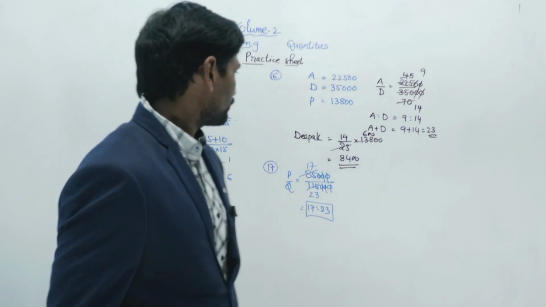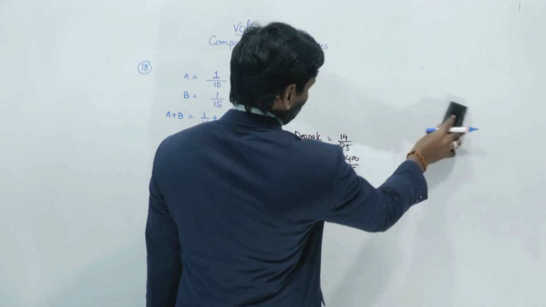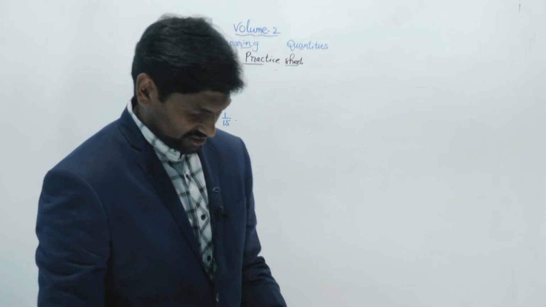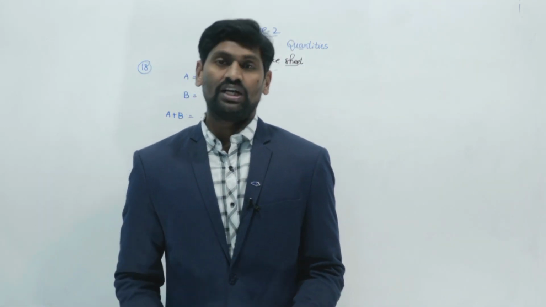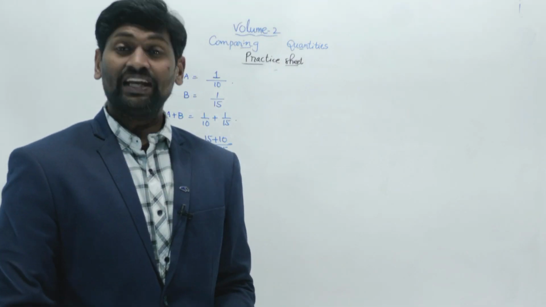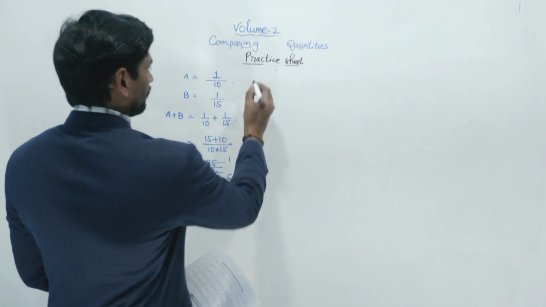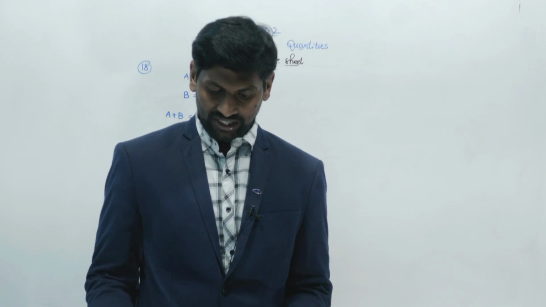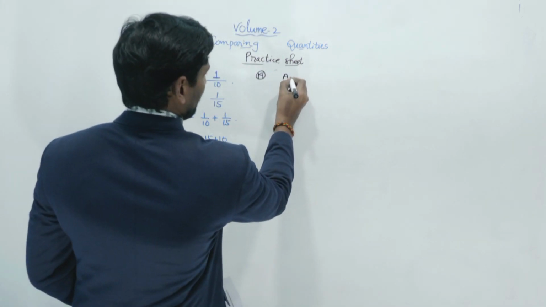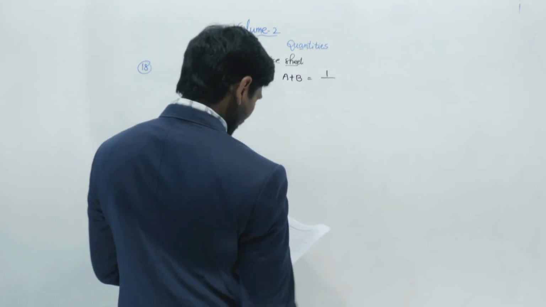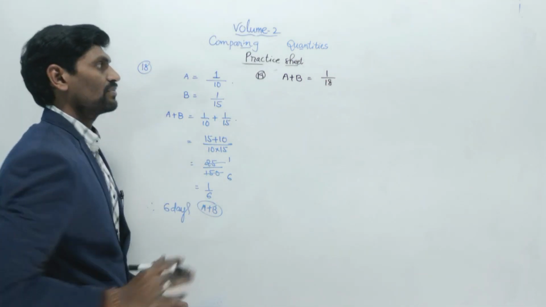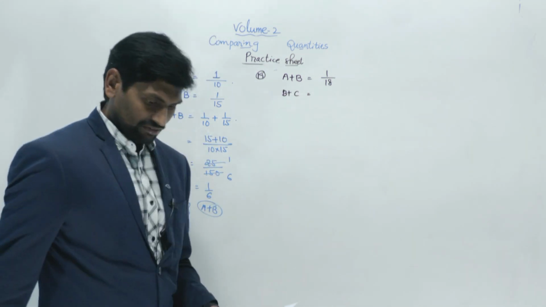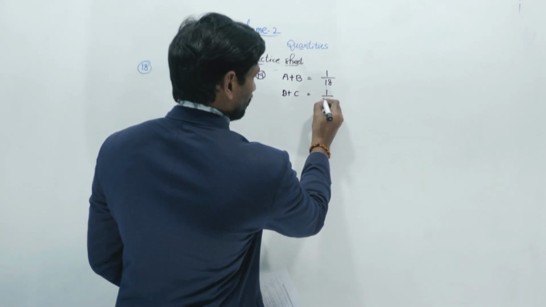Okay, now let us go to the next problem. If A and B can do a piece of work in 18 days, and B and C can do a piece of work in 24 days. So first, A and B together can do the work in 18 days, so we write 1 by 18. In the same way, B and C together can complete the work in 24 days, 1 by 24.